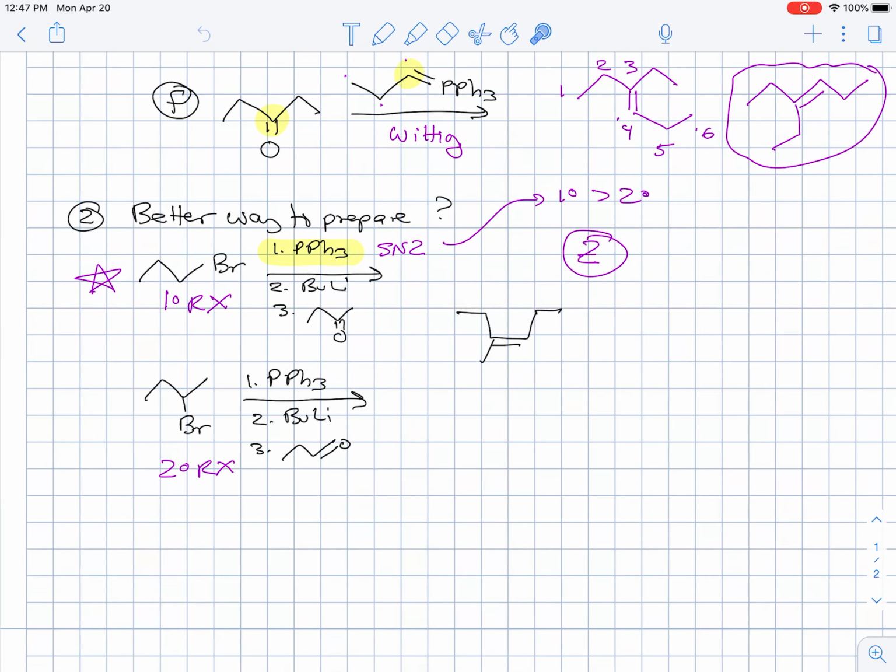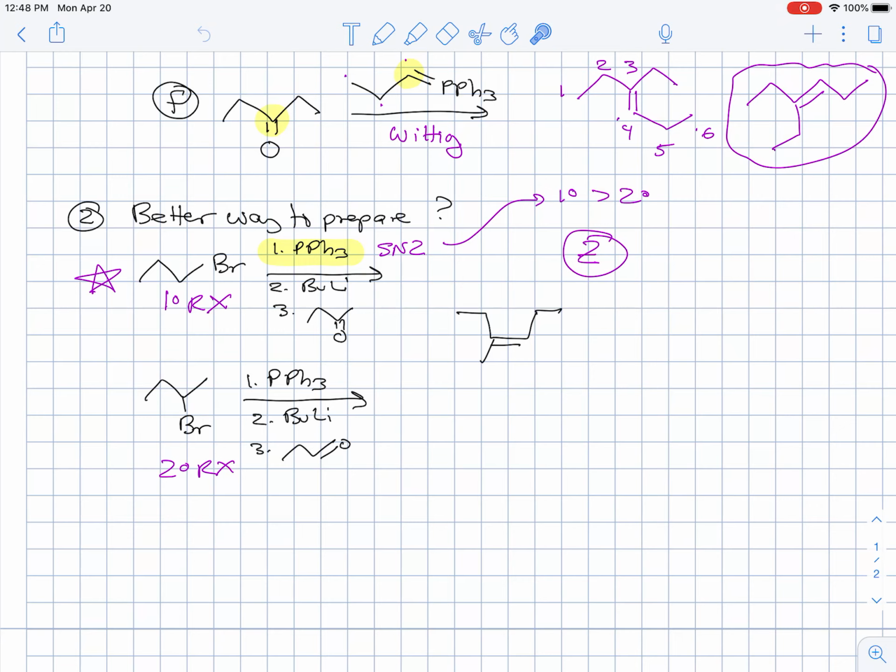So the last question of two is asking which is the better way of these two different ways to prepare this particular compound. And I've specifically written the Z configuration product because normal Wittigs tend to give you almost exclusively Z, so I figured I'd write it that way.